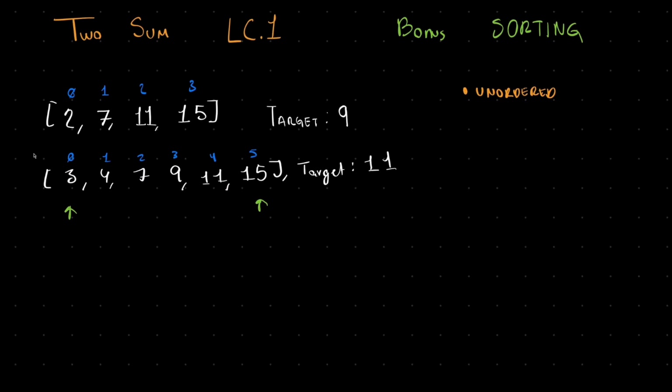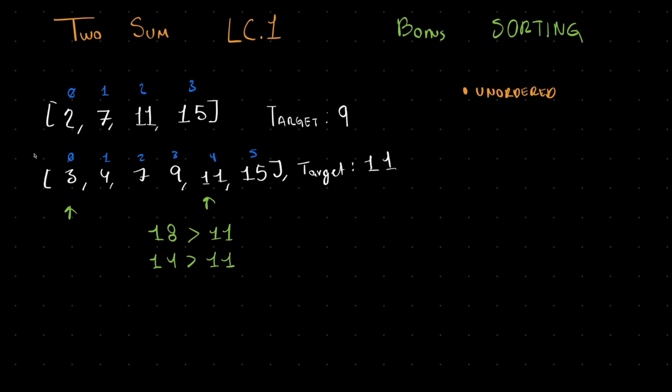So if we have this like it is, and we sum up these 2 pointers, we're going to have 18, right? 18 is bigger than 11, so we need a smaller number. How do we get a smaller number in this case? Well, we can move the right pointer to the left, and that's going to give us for sure a smaller number. So if we move this here, now we're going to have an 11 and a 3. That sums up to 14. And 14 is still bigger than 11, right? But we're getting closer.